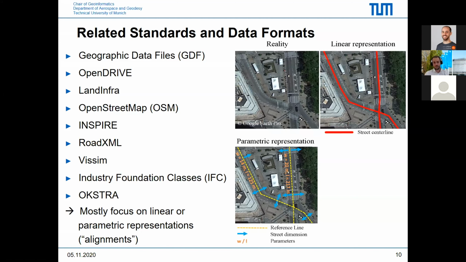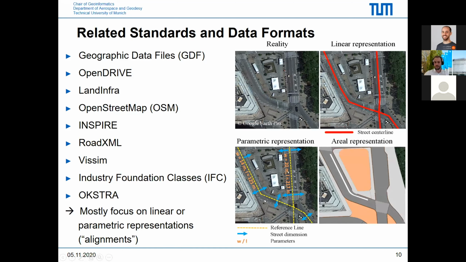And of course, Industry Foundation Classes also has, for example, the possibility to model street objects using IFC alignments. There are current developments for an IFC Road going on. So all of these standards have their own concepts for representing street space. And we found that most of these standards focus on either a linear representation for streets or a parametric representation of streets, where a center line is used, a reference line, and information on different objects is stored parametrically.